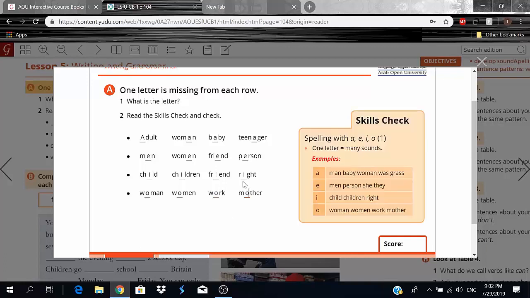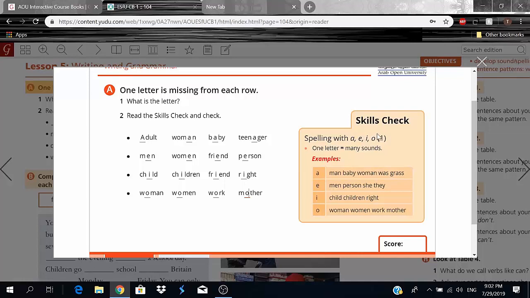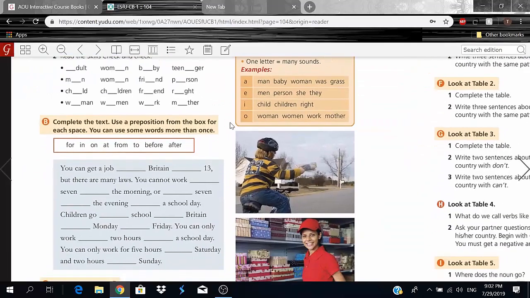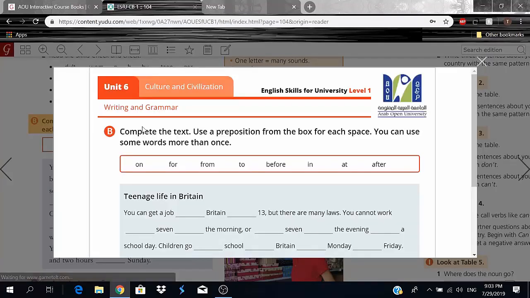Alright, and actually as soon as I wrote that, you see the skills check popped up. That's a nice little feature right here. Alright, so now let's move on. Exercise B. Complete the text. Use a preposition from the box for each space. You can use some words more than once. Okay, so we have some prepositions. Actually, let me open it right here. And here we have some prepositions. Okay.